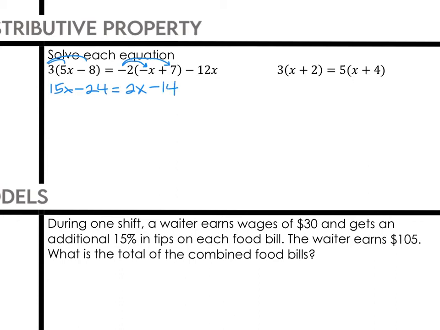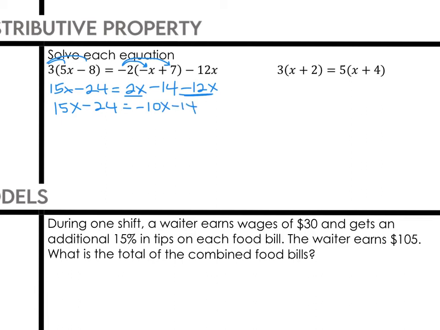Distributing those coefficients in front into the parentheses now eliminates them. Make sure to drop down that 12x on that far right-hand side. So now to simplify, let's keep the 15x minus 24 on the left. On the right, we've got 2x minus 12x, and if we combine like terms there, that would give us -10x.